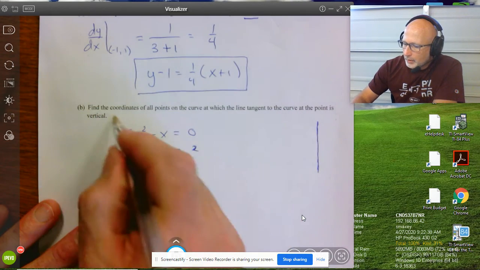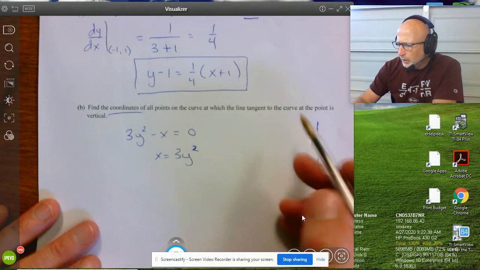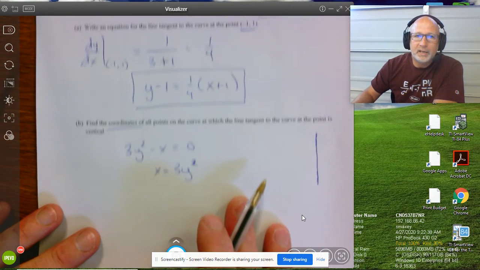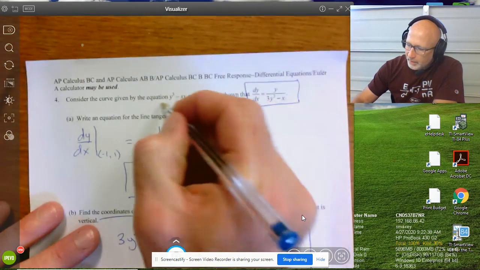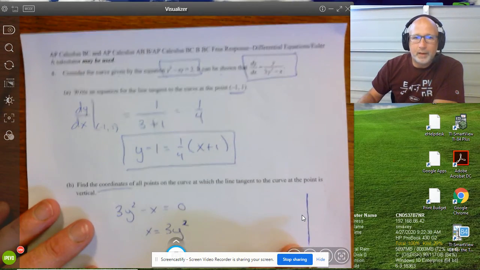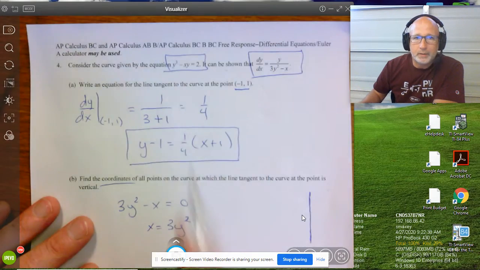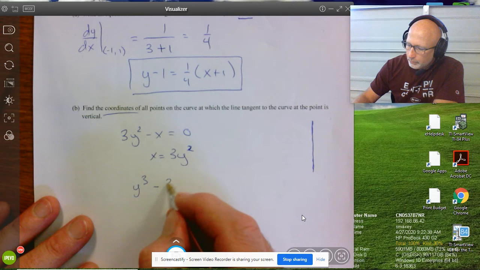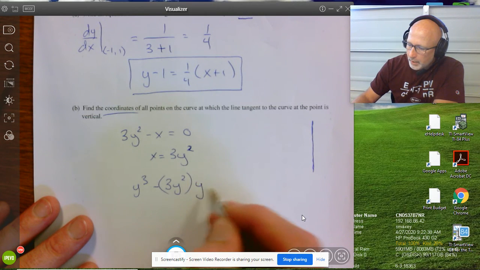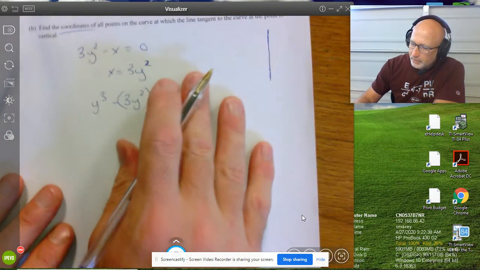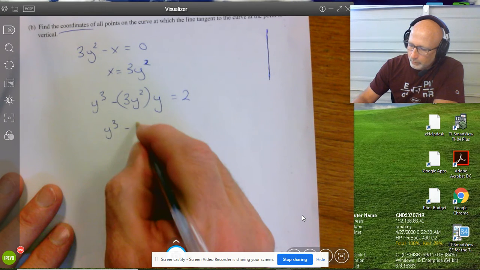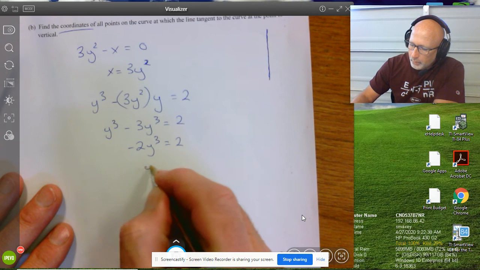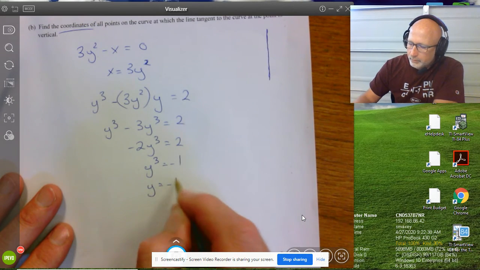Okay, but that doesn't tell me any of the coordinates. I need to know a coordinate. You can't solve one equation with two unknowns. You need another equation. So I need to look for another equation, and there it is. I'm going to take this relationship and plug it into that equation. So I have y cubed minus x, but x is 3y squared, times y is equal to 2. Just continuing along, y cubed minus 3y cubed is equal to 2. Negative 2y cubed is equal to 2. y cubed is equal to negative 1. y is equal to negative 1.